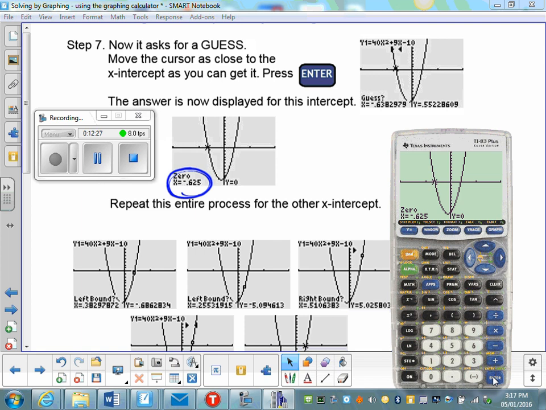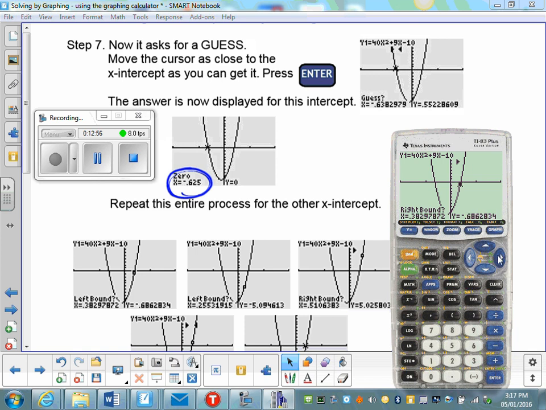Now we're going to do the exact same thing for the other x-intercept. So I'm going to do second trace. I'm going to hit the 0, and this time I'm going to move my right cursor over, and it's asking for left bound. Okay, there's around where the intercept is. So I'm going to move a couple to the left of that, a couple of hits of the cursor, and I'm going to hit enter. That's going to be my left bound.